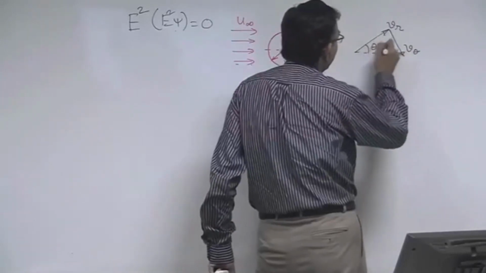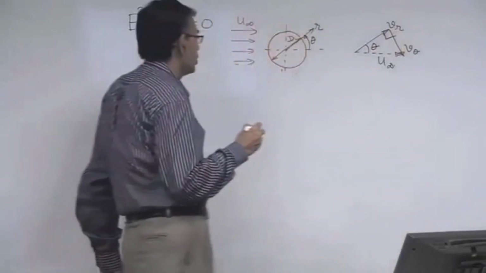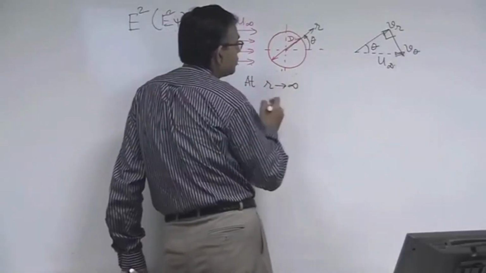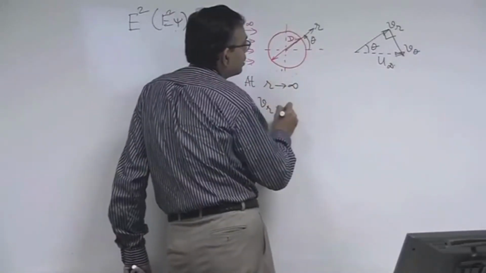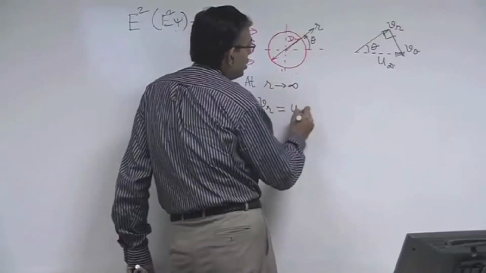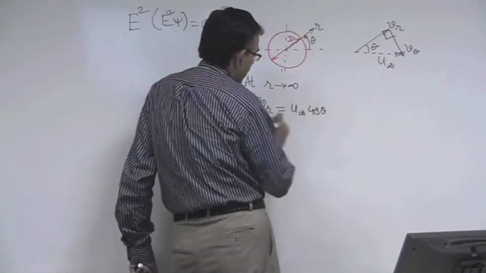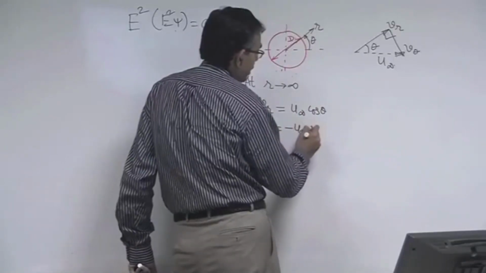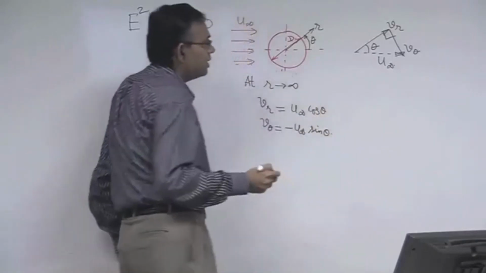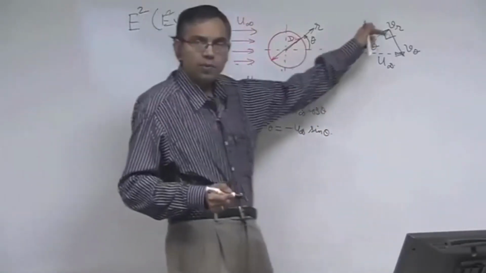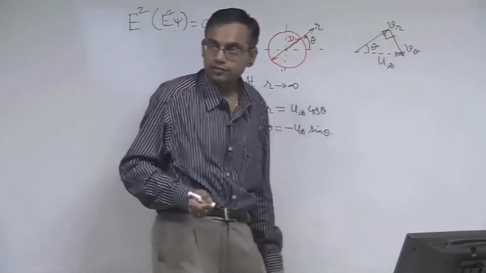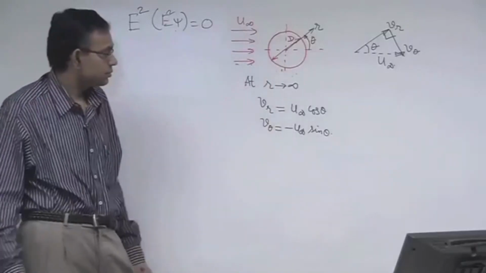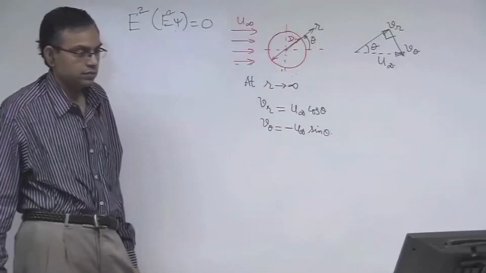This angle is theta and this angle is 90 degree. So, technically at r tends to infinity, you have Vr equal to u infinity cos theta and V theta equal to minus u infinity sin theta. Why minus? Because positive theta direction is opposite to this V theta direction, right, if you see this vector triangle.